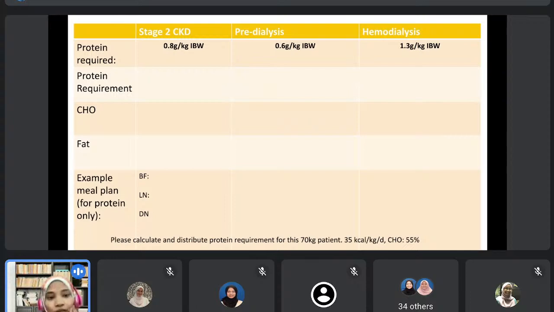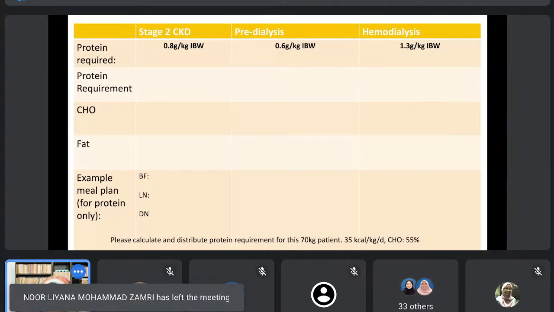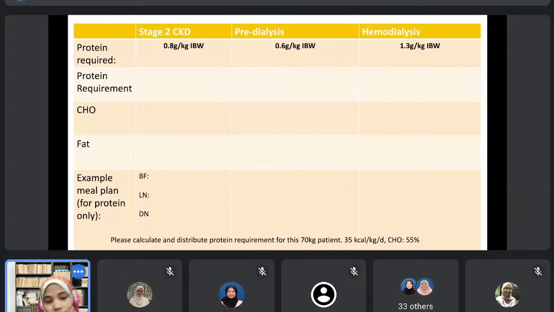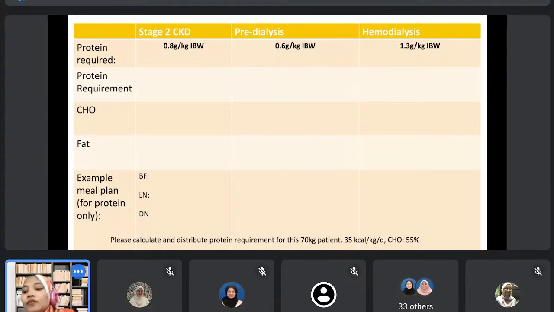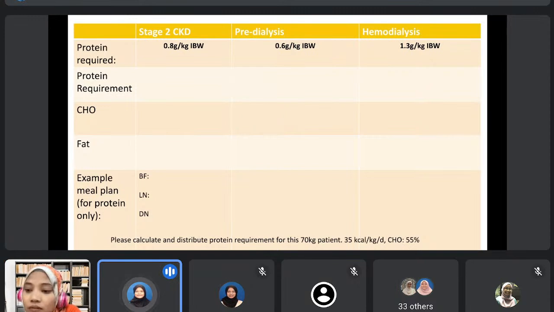So for the carbohydrate, stage 2, Nur Najiha. Nurul Najiha, one more time. Yang pre-dialysis dengan hemodialysis kau. 336.8. 336.8 gram. Kau sama je.